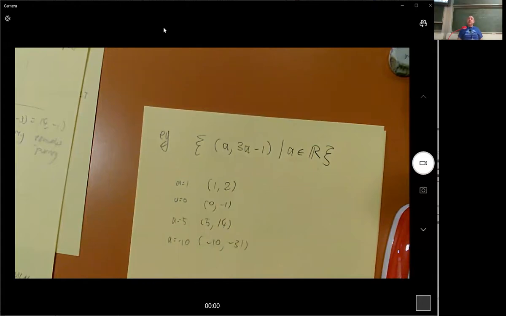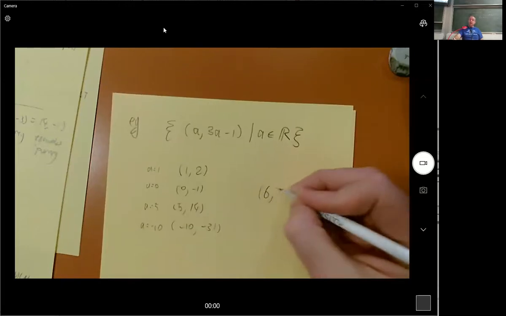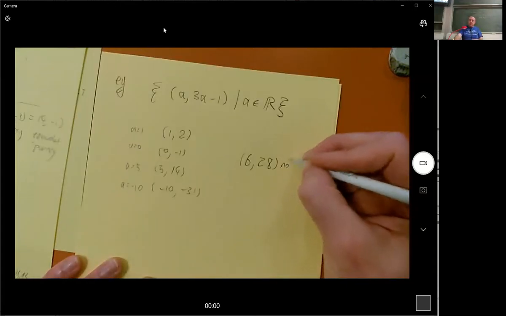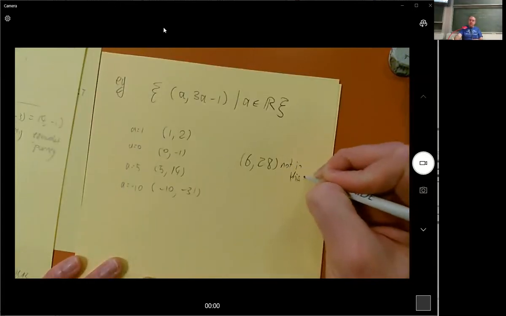But if I just had a random point, it would be not so easy to tell whether it was part of this set or not. So if I had a random point like (6, 28), I'd go, oh, how do I tell? Well, I suppose if this is in there, then this a would have to be 6, and then it'd have 3 times 6 minus 1, which is not 28. Okay, so this is not part of this set, but it's hard to do.